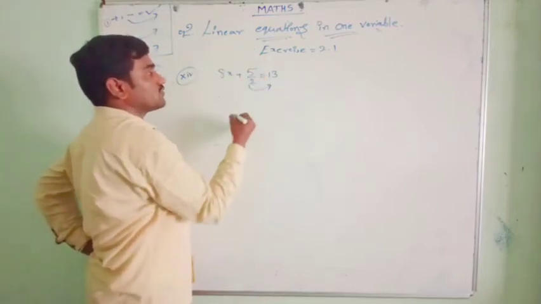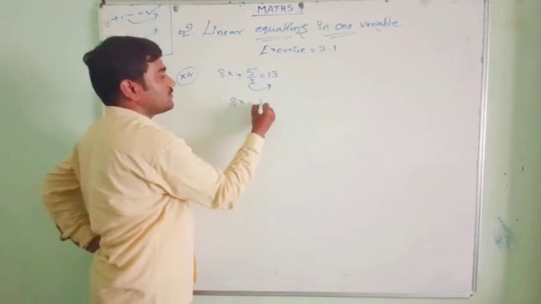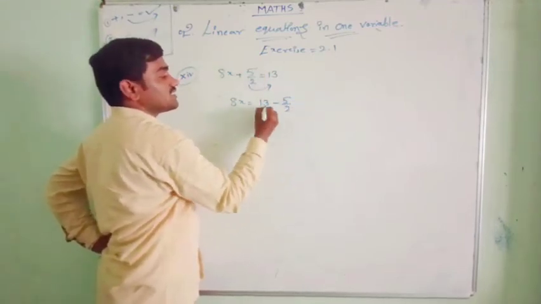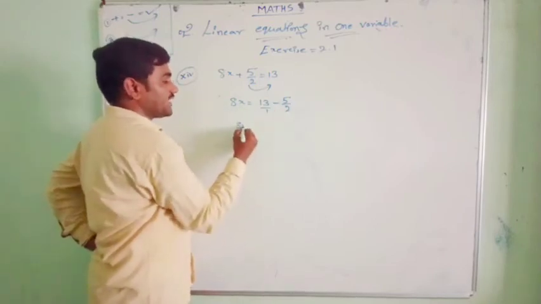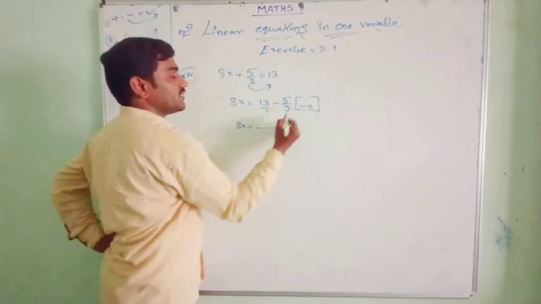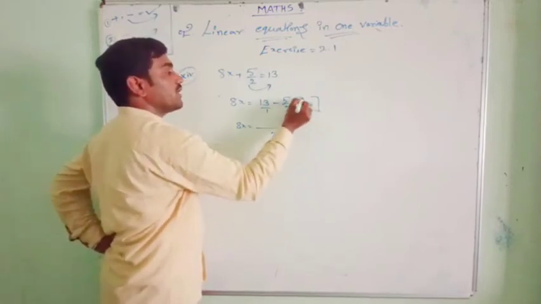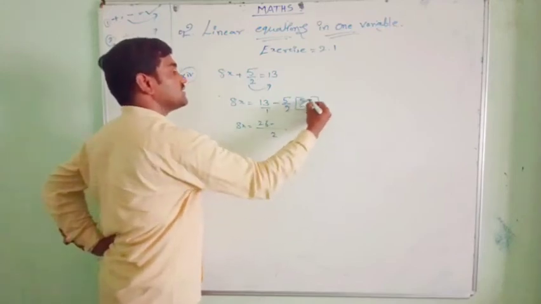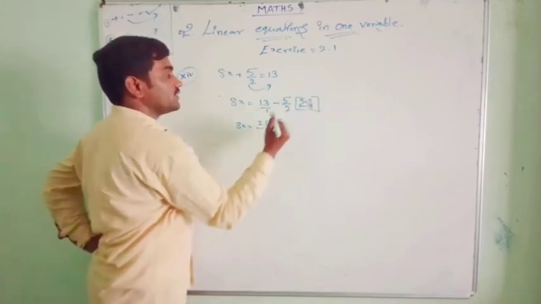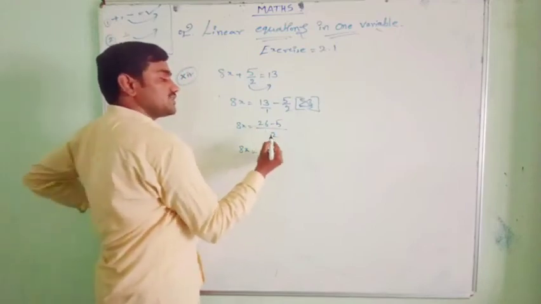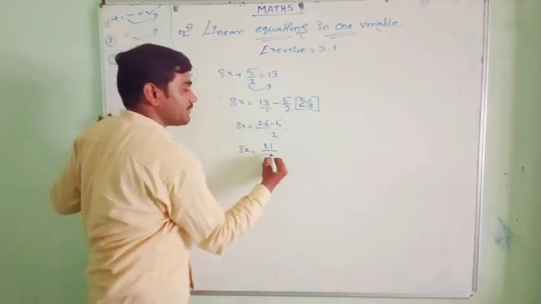First, 5 by 2 we need to transport. 8x equal to 13 minus 5 by 2, since plus 5 by 2 becomes minus 5 by 2. This 13 we can write as 13 by 1. So 8x equal to, let's do the cross multiplication here. First 1 into 2 is 2. Then diagonally 2 into 13, that is 26. Here there is a minus, and this diagonal 1 into 5 is 5. So 8x equal to 26 minus 5, that is 21 by 2.